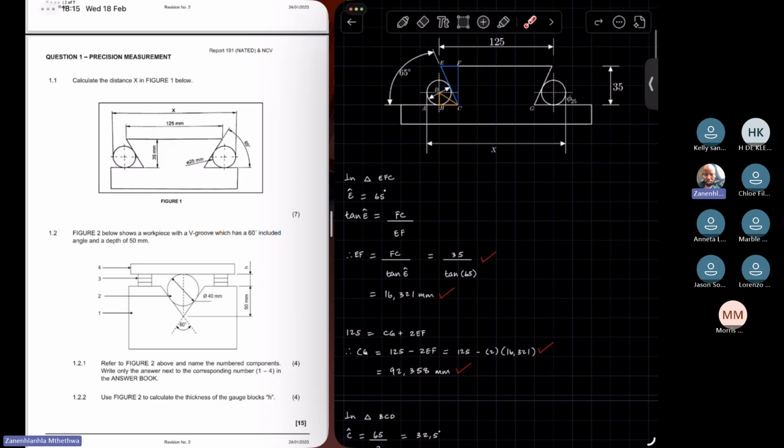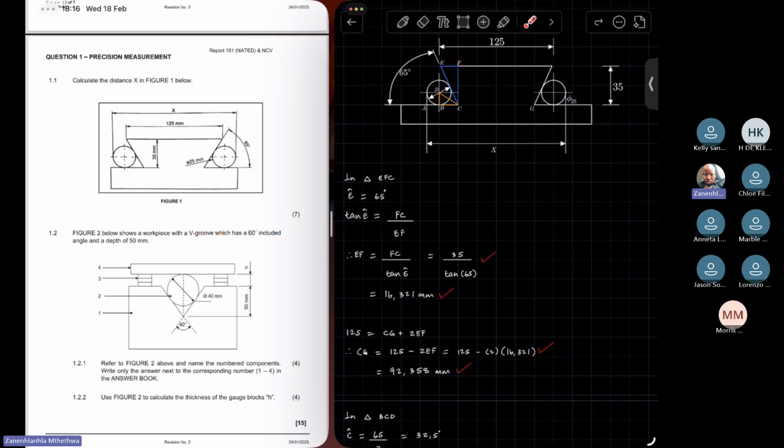Right, and then we make EF the subject of the formula. Meaning that from this, if you make EF the subject of the formula, this is what you get. And then in substituting, FC is equal to 35 divided by tan E, angle E being 65 degrees. And then, of course, if you punch this in your calculators, you get 16.321 millimeters. That way, we have EF.